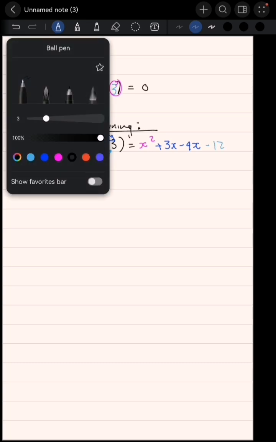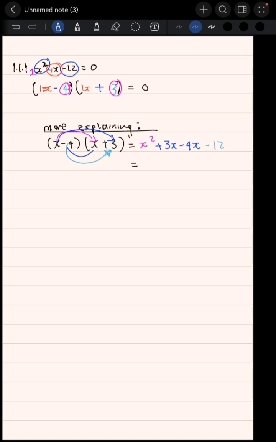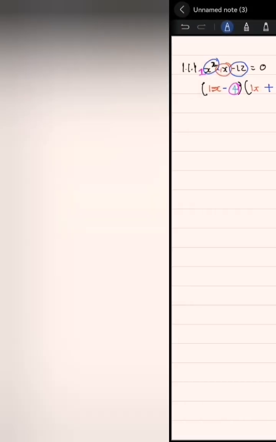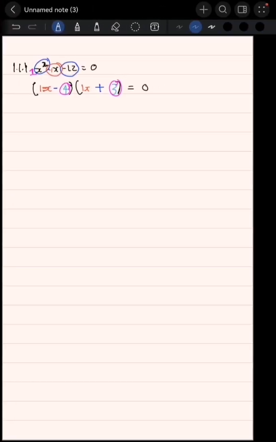We can simplify this by adding like terms. We are going to have x squared. 3x and 4x are like terms. 3x minus 4x is minus 1x minus 12, which gives us the expression. So this shows us that we have factorized correctly in the previous step, but the aim of this question was to solve for x. So we need to find those values that make the equation equals to 0.